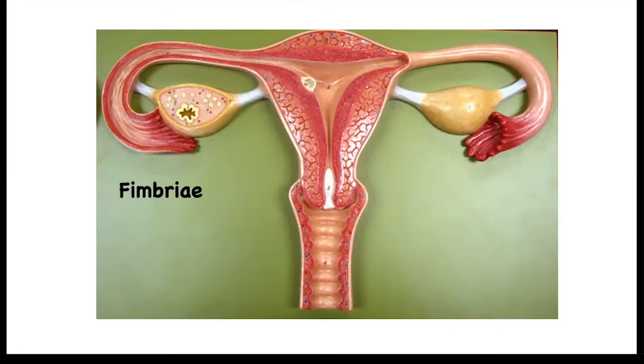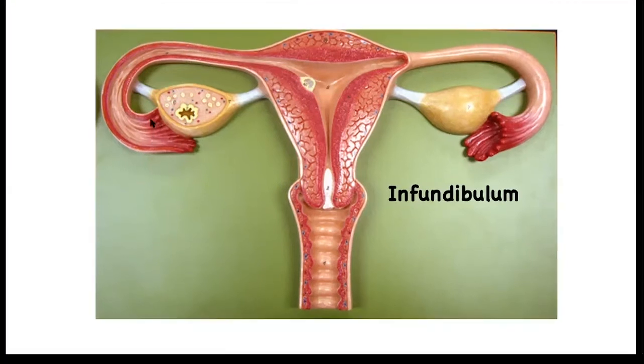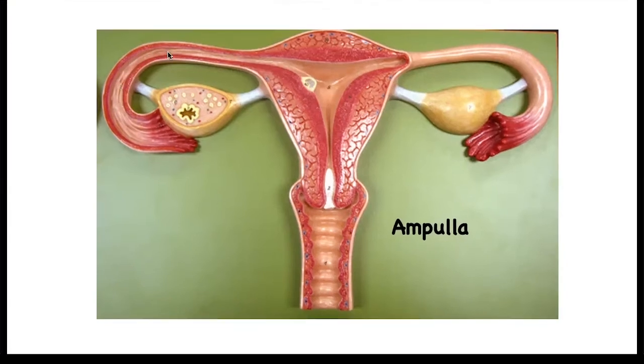There are three regions in the oviduct. The infundibulum is the funnel-shaped region which has the fimbriae coming off of it. The ampulla, the usual site of fertilization, is this curved region. The last region is the narrow region called the isthmus. The uterus is shaped like an upside-down pear.